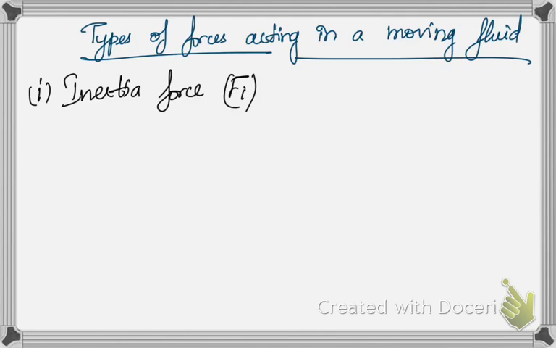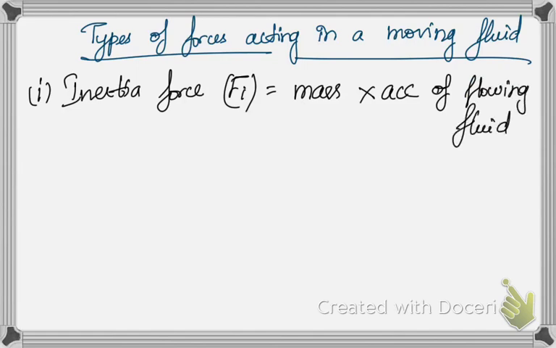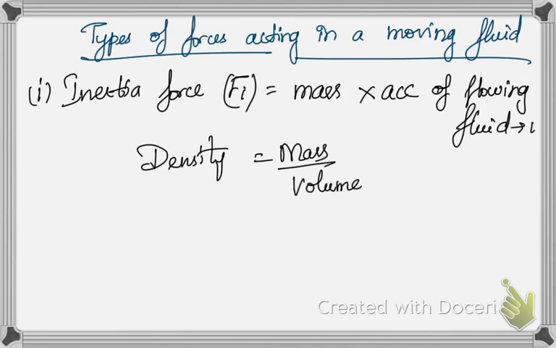So the first force is going to be the inertia force. Inertia force is nothing but mass into acceleration of the flowing fluid. How can we write this? We know that density is equal to mass by volume. Keep this as equation 1. So mass will be equal to density into volume. Density we denote as rho and volume is V, so you can write it as rho V.